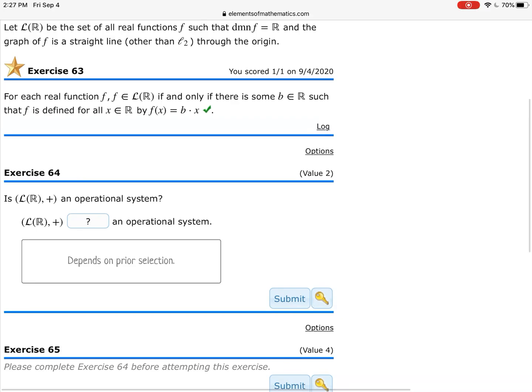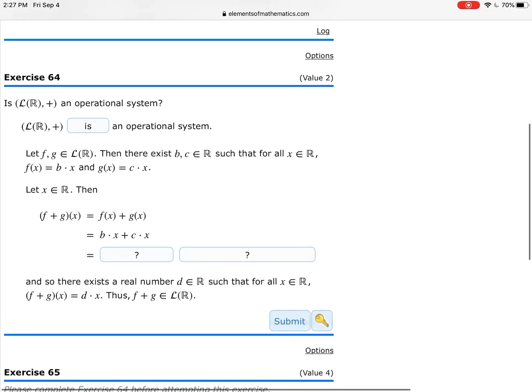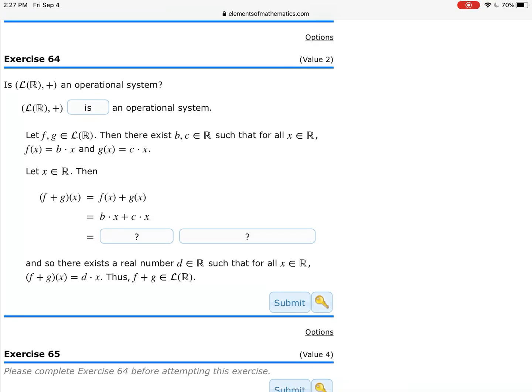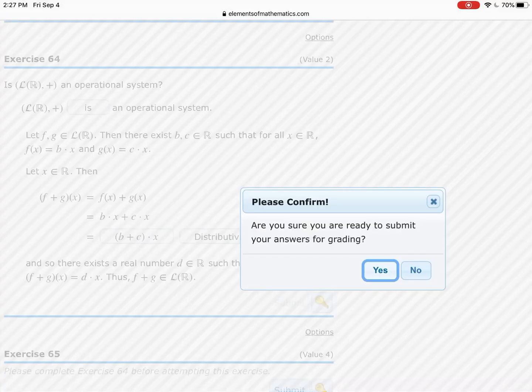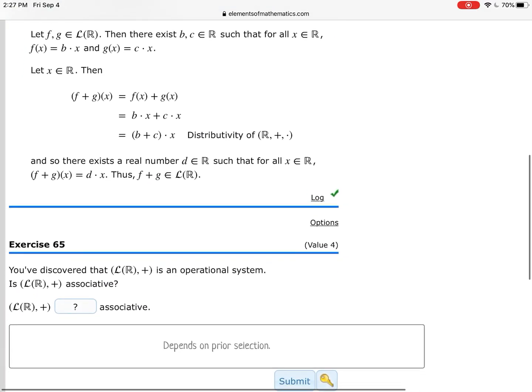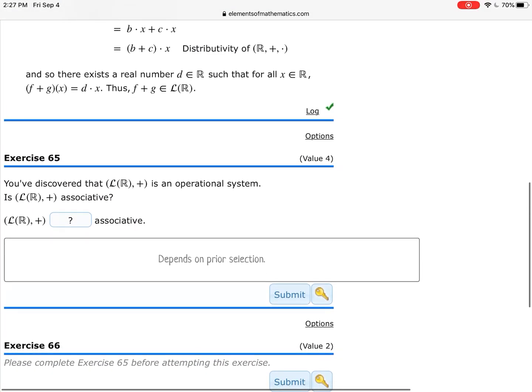So as you then move on to exercise 64, it's saying, hey, is this going to be an operational system? In fact, I'm going to say that it is an operational system. Because, as we showed before, when I have b times x plus c times x, I can just simply add them, b plus c times x. Whoops, sorry here. Wrong. There we go. Try it again. B plus c, which of course is an example of distributivity. And we hit submit, and we get our gold star for that one.